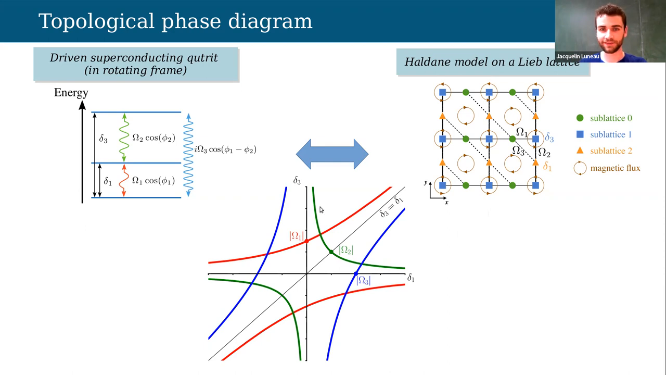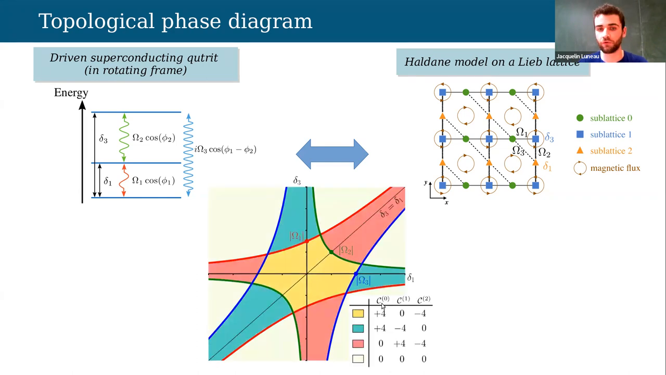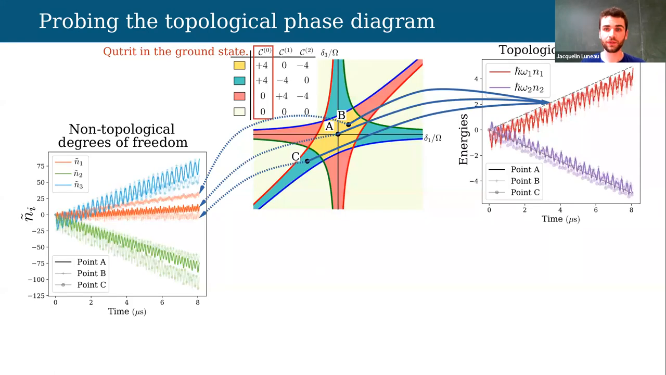So when we have these lines, to obtain the topological phase diagram, we evaluate the Chern number of the three bands in each region. And for example, here in the yellow region, the band zero of the Q-trit will be topologically non-trivial. It will have a non-zero Chern number, whereas the band one will be trivial, so associated to no pumping. So then we can probe this topological phase diagram experimentally based on the pumping. So what we can do is that, just before, we identified the 2 degrees of freedom of the microwave modes, the 2 degrees of freedom N1 and N2 associated to the topological dynamics.